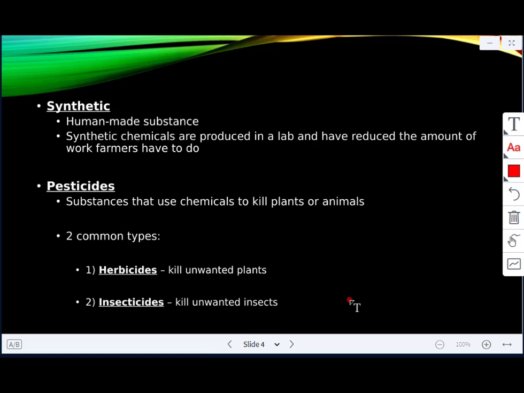Pesticides are any chemicals that are used to kill plants or animals. Specifically, there are two common types. There are the herbicides, which will kill unwanted plants, such as weeds and dandelions, and then there are insecticides, which will kill any unwanted insects that are damaging crops, like maybe aphids.